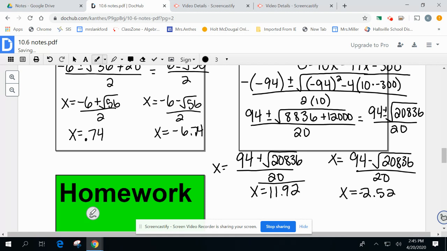Okay, so this would be your only valid answer because it's talking about years and you cannot have negative years. So 11.92 would be about 12 years. So if you think about it, from 1971 plus 12, you're looking at about 1983 as your answer.